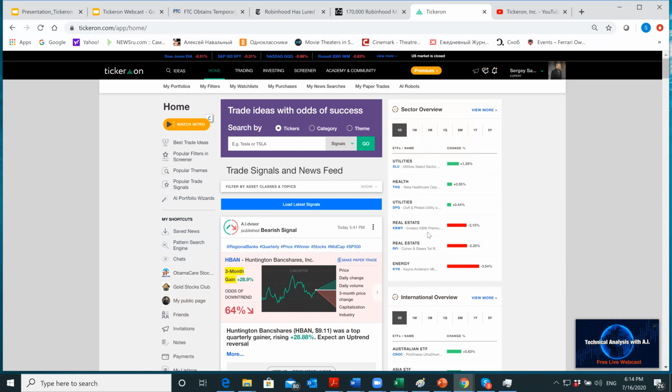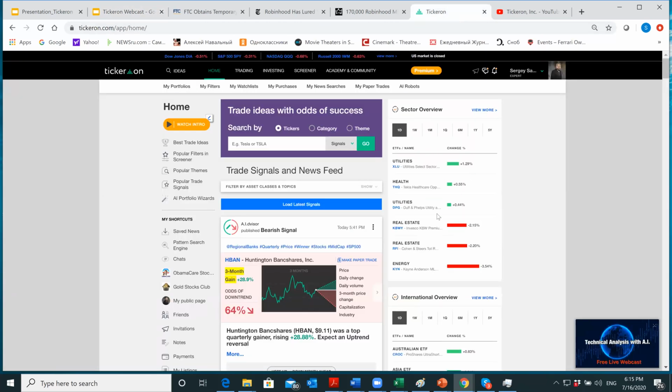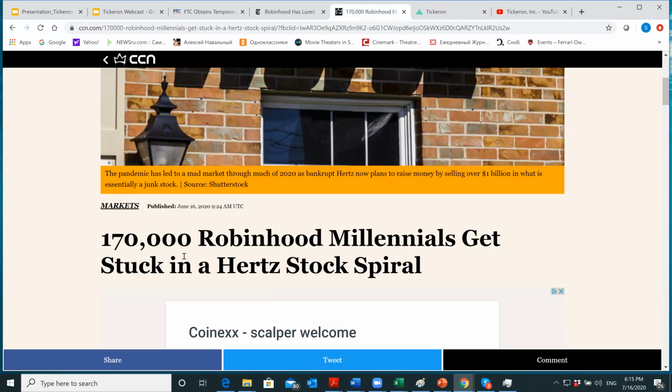So for us, sectors are important because if you see today real estate going down, don't buy it. Buy only when it goes up, okay? Otherwise, what's going to happen is today it's down, tomorrow it's down, until the real estate is going up. Like in this picture, if you have enough inertia, then you're going to win. If you're buying on the way down, that's going to be a case for you to end up among these 170,000 Robinhood people stuck with the herd.